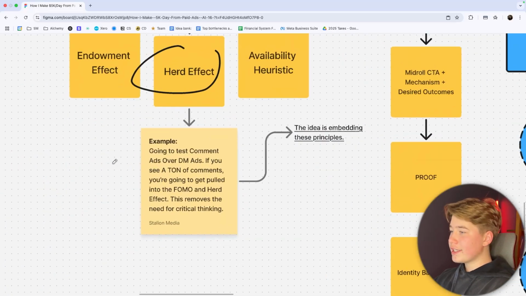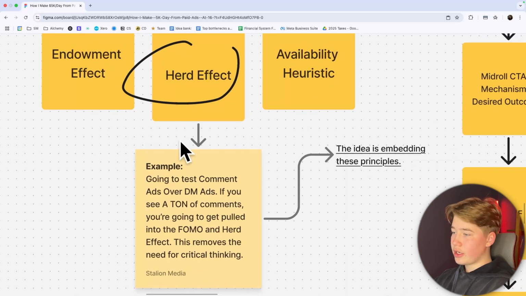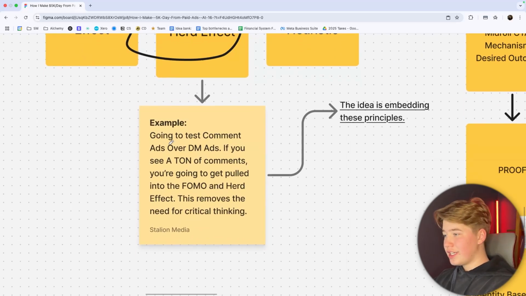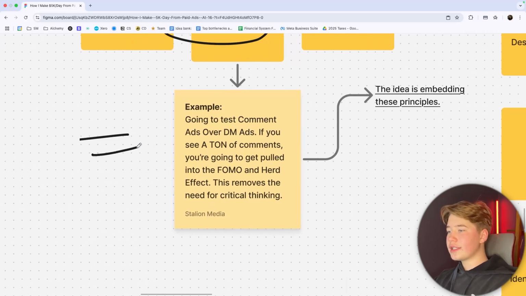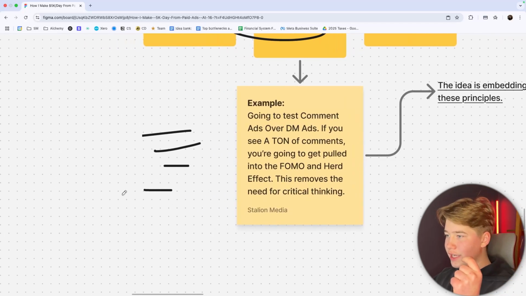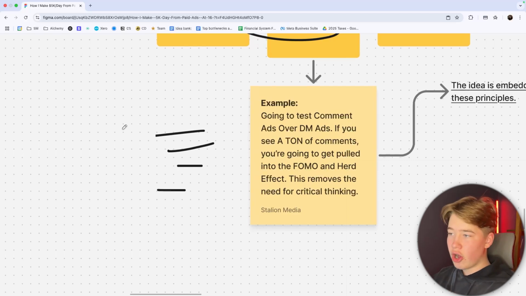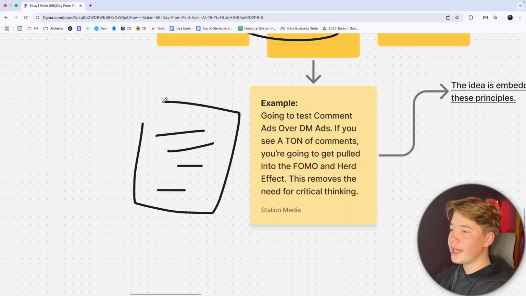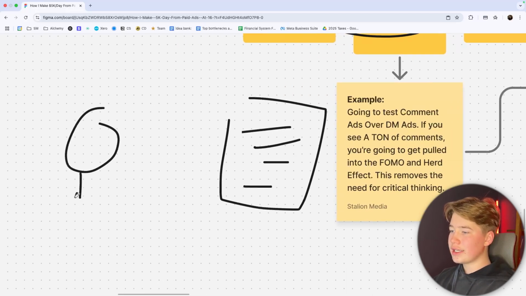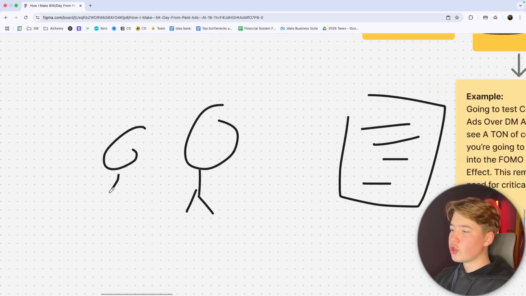One example of that is the herd effect. This is what I was talking about just before. We're going, for example, to test comment ads instead of DM ads. Why? Because if you see a ton of comments on a video, it's going to trigger that herd effect where it skips the thinking of whether I should comment, because you see all these other human beings doing it. So you're just going to follow along.